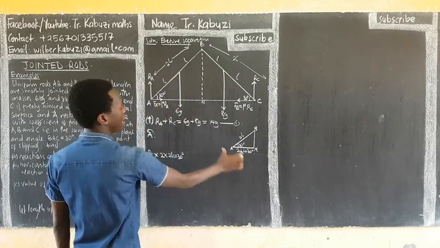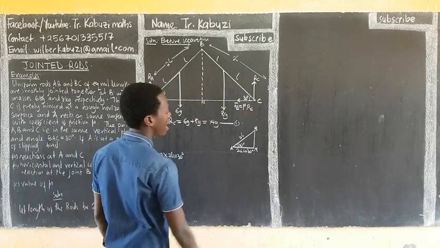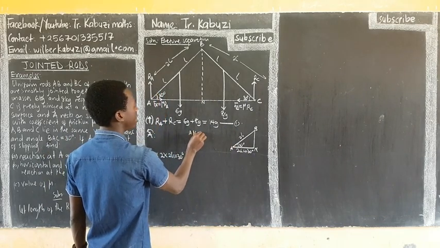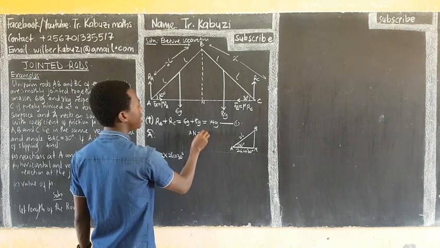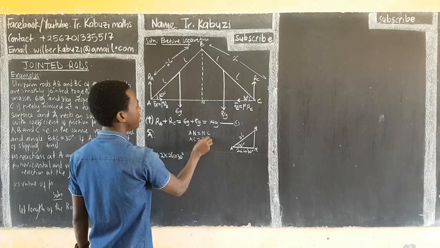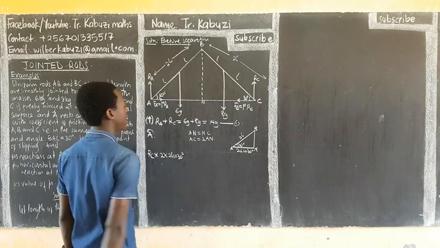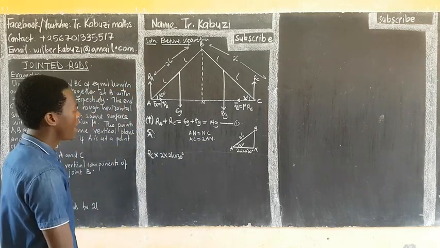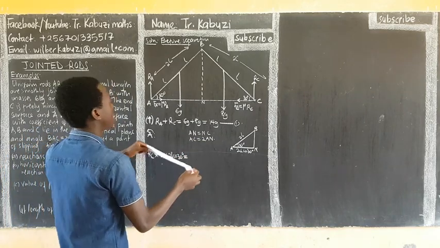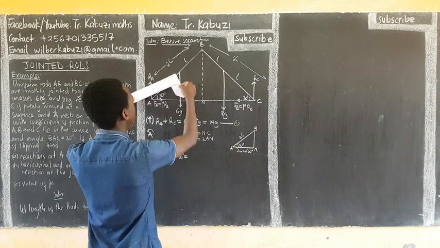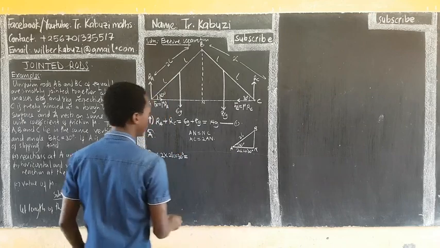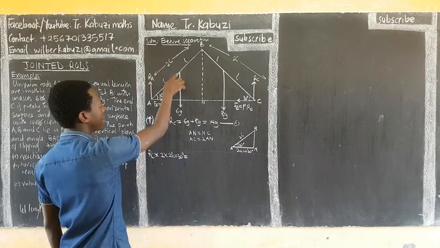Because from here up to here is this, and it's the same from there up to there. Note that AN is equal to NC, implying that AC is going to be twice AN. That's the idea we are using here. So that's the only anti-clockwise force you see from A. Then this one is going to be clockwise, and this one is going to be clockwise. So the question is, how do we get this distance from here?